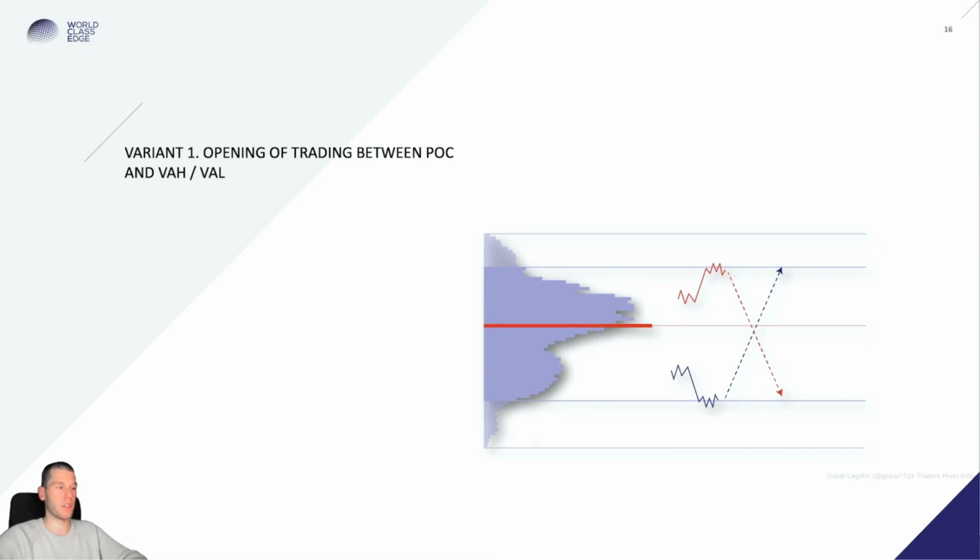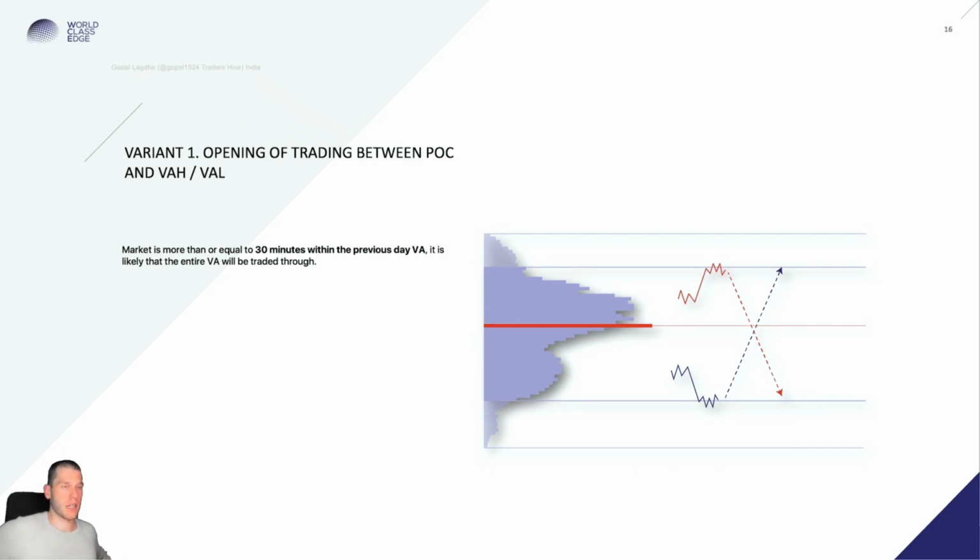So now we have finished the first opening variant, but let us summarize the idea. You need to know the market is more or equal than 30 minutes within the value area of the previous day. It's likely that the value area will be traded through, like in the example we just went through, but you can also look for other examples. It happens very often. Of course, at some point price will go to price discovery again, like in the example. But our plan in this case always is that the value area will be traded through again of the previous day.